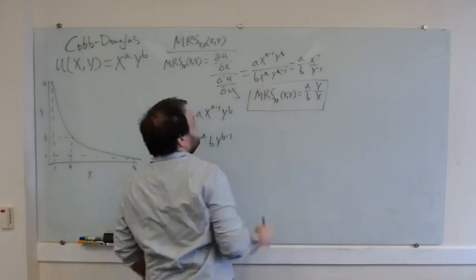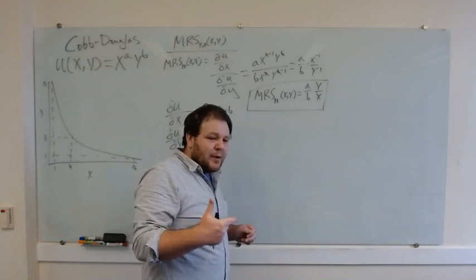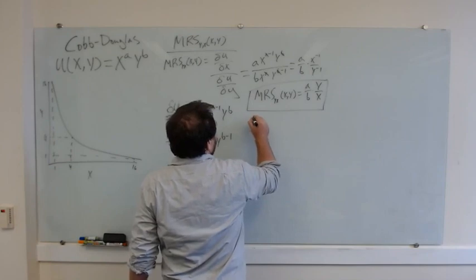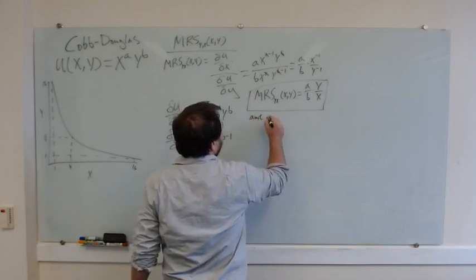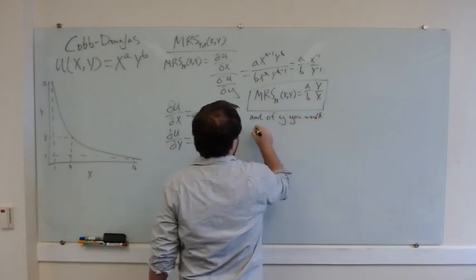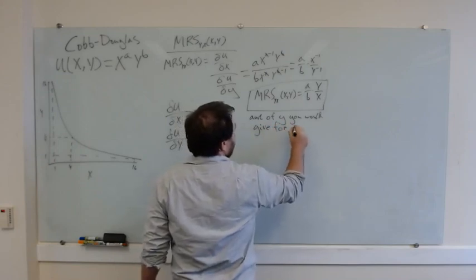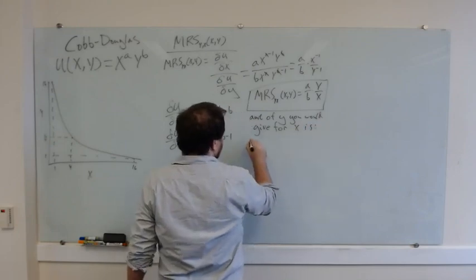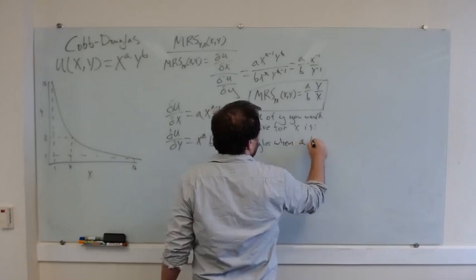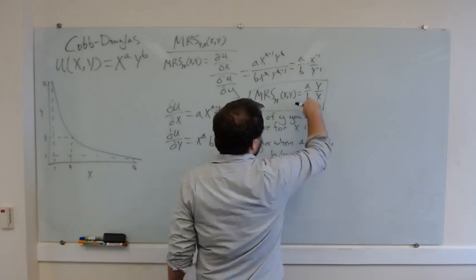Okay. Does this thing make sense? Let's think about what it's saying. So the first thing that this is saying, that our MRS equals a over b times y over x, is that the amount of y you would give for x, which is what the MRS tells us, is going to be higher when a is higher and b is lower, when a over b is bigger.